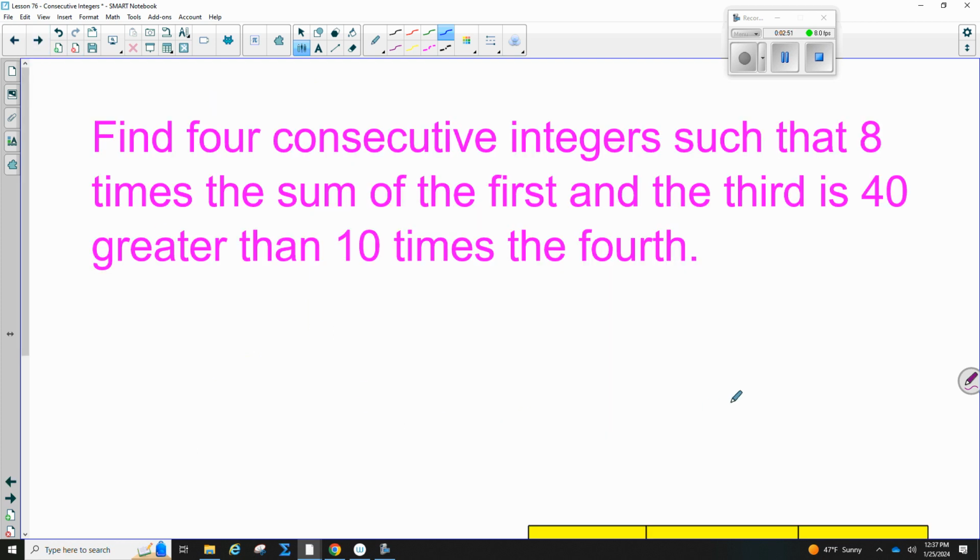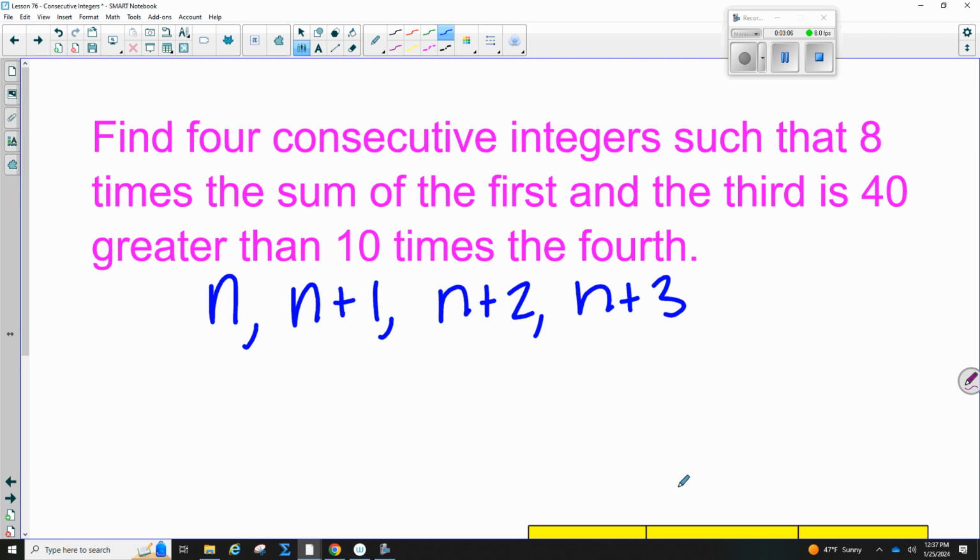All right, find 4 consecutive integers. So as soon as I see 4 consecutive integers, just so I can look at which is which, I do n, comma, n plus 1, comma, n plus 2, comma, n plus 3. All right, so that's the first, second, third, fourth number right there. So I just look at which one I have. If you need to write a 1, 2, 3, 4 above it, if that helps you, do it, okay? Such that 8 times the sum of the first and the third. All right, so we need to figure out how to write 8 times the sum. So if you guys do 8 times the sum, what do I need? We need parentheses, exactly. 8 times the sum of the next 2 things.